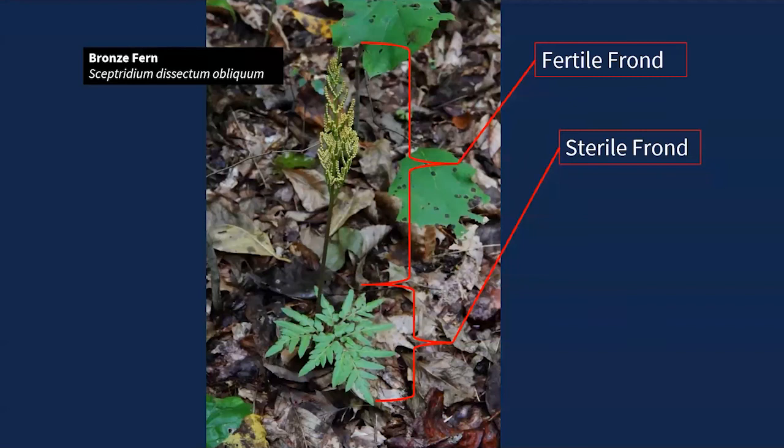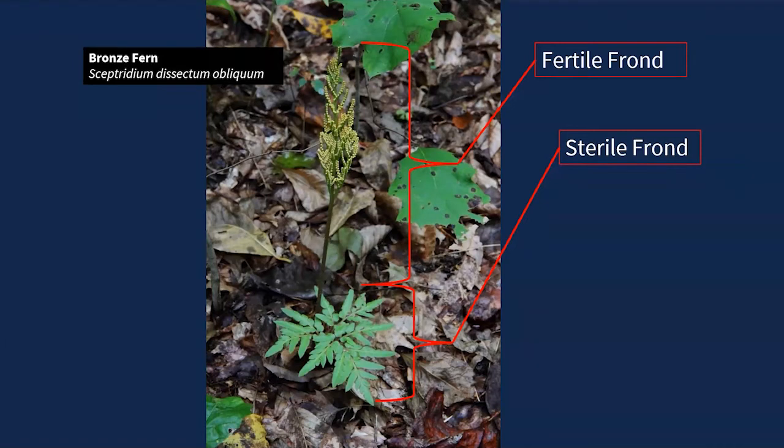Another great example here would be a cutleaf grape fern, also called bronze fern. And you can see it has two different fronds, and basically each plant is made up of two fronds. There's one sterile frond, which you see on the bottom there, which again is the photosynthetic one. And then this tall, erect one that produces the spores, the fertile frond. It's up high so it can send the spores out.